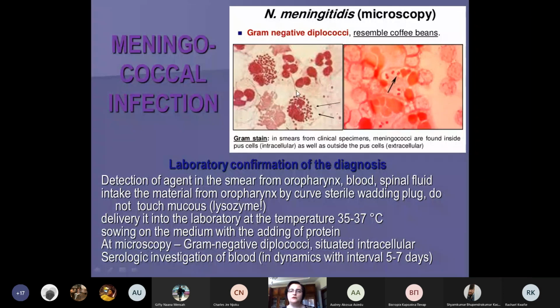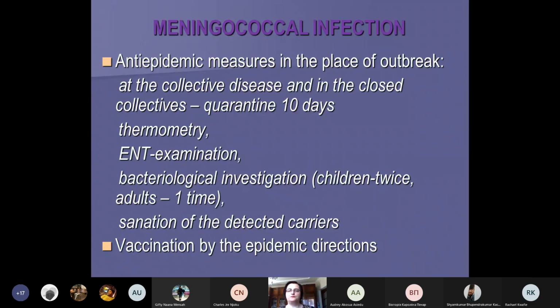At microscopy: gram-negative diplococci, yes, situated intracellularly, and serological. Here you can see diplococci made of 2 parts, like coffee beans. Serological investigation of blood in dynamics, yes, 2 pairs of sera with an interval of 5-7 days and an increase of titer by 4 times.